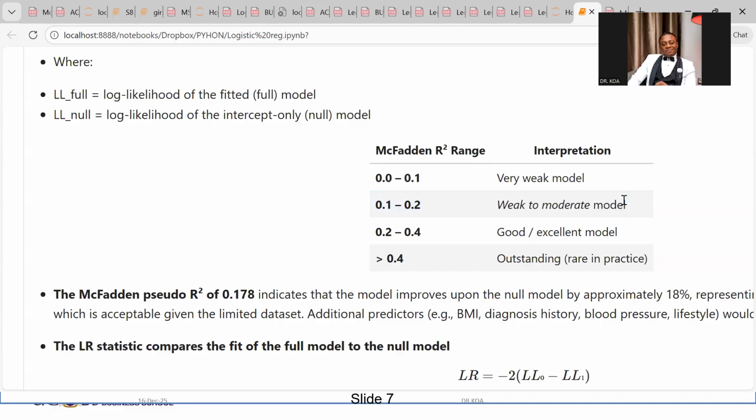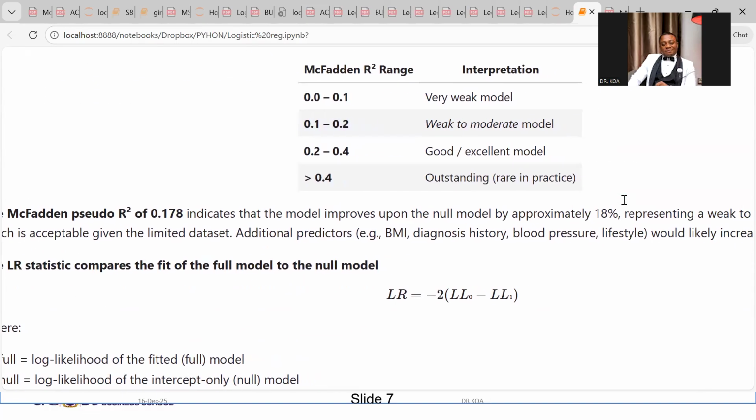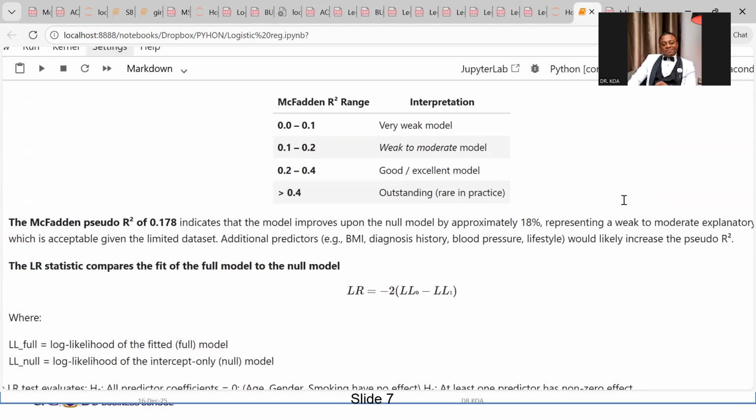So this is a very bad result for the R squared. But it doesn't mean that it's bad.